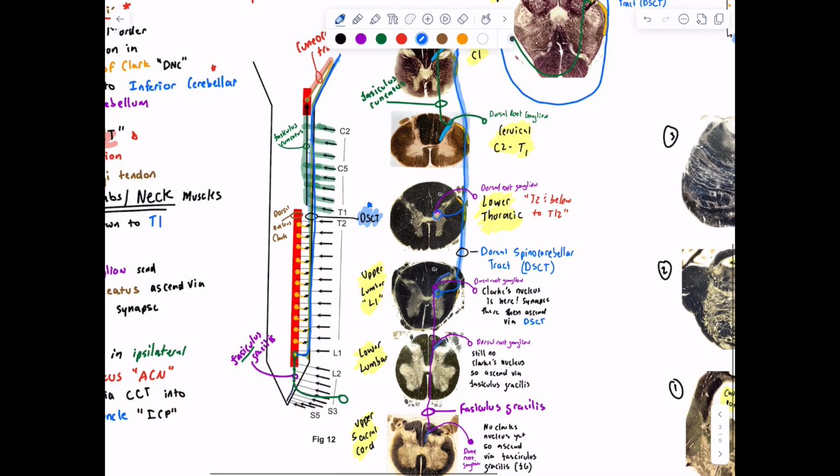Okay, so what if you are sensing unconscious proprioception from a place that has Clark's nucleus already at that level? Well, it's the exact same thing. So you send dorsal root ganglion into the spinal cord. You're going through the fasciculus gracilis, and then you're going to synapse on the dorsal nucleus of Clark, and after that, that's going to go up through the DSCT.